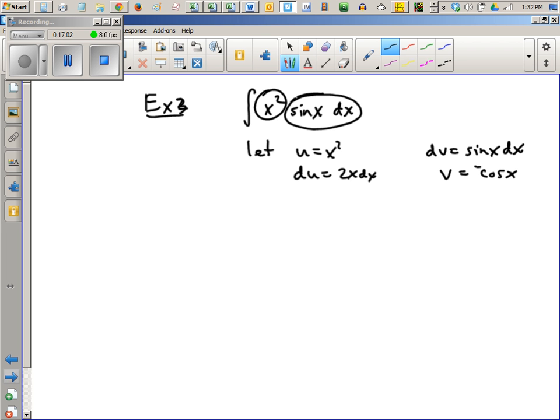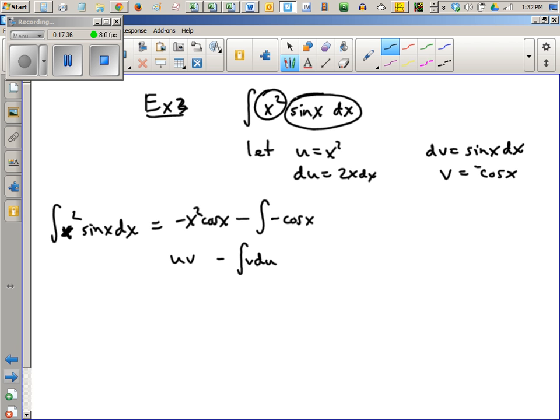Okay, so this integral, which we would never be able to solve before today, is going to be uv minus the integral of v du, right? So uv is what, class? Yeah, it's x squared times negative cos x. So I'll just write that as negative x squared cos x minus the integral of v du. Oh, yuck. du is 2x dx.